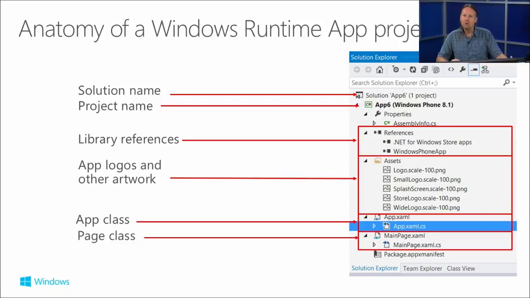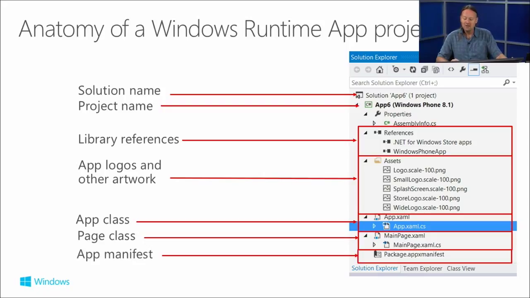Then you've got one or more pages, depending on which template you choose to create a new project. The basic app, the blank app, will have just a single page in it, and typically it's called main page. You could call it whatever you like. And then we've got this AppX manifest, the package app manifest.